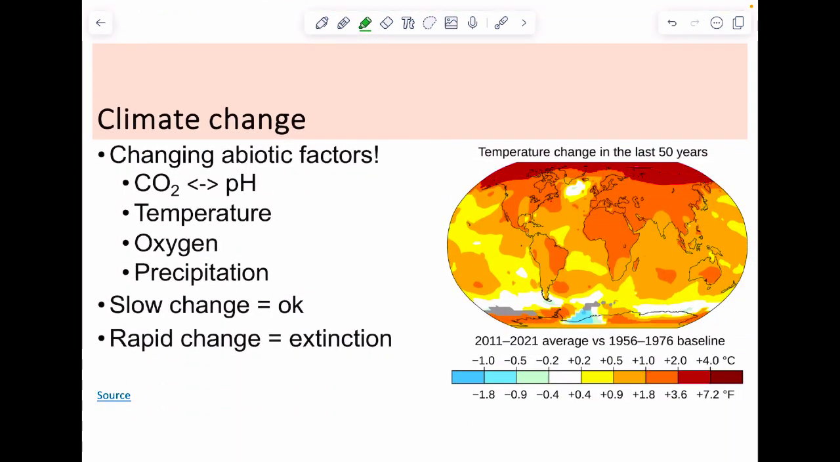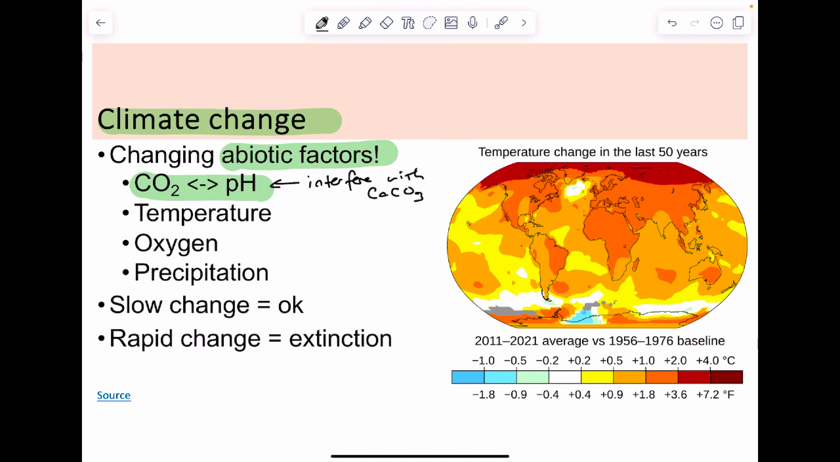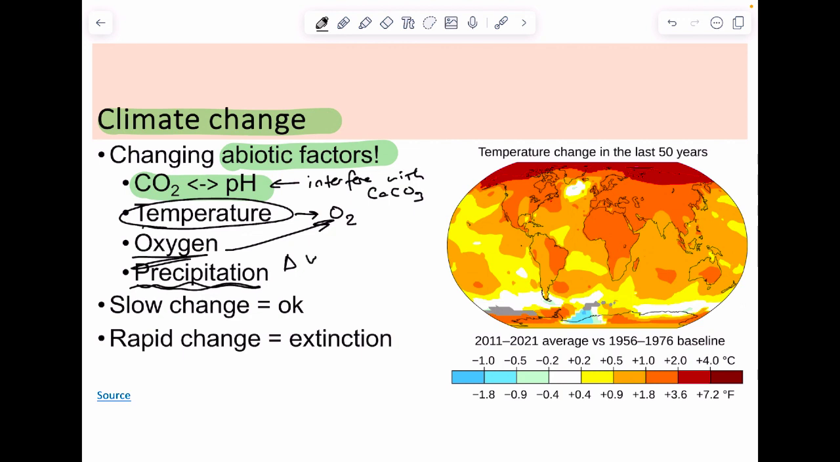So the problem with all of that is climate change interferes with it, because climate change is messing with our abiotic factors. Quite simply, the more CO2 you have, the more you can decrease pH rather quickly, and this can interfere with anything that relies on calcium carbonate, which turns out to be lots of shells and structures in the ocean. So that's not good. We're also changing temperatures, which again deals with oxygen levels, which is going to be an issue. We're also having issues with precipitation, and we're changing weather patterns.